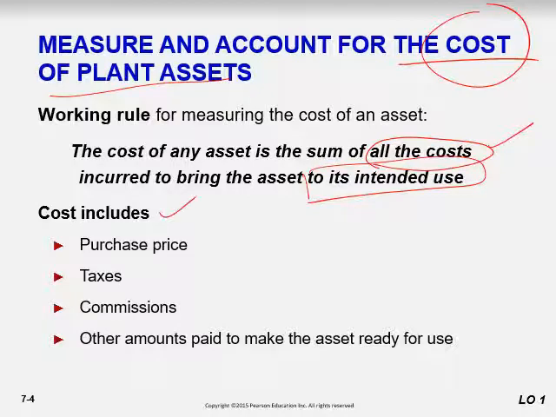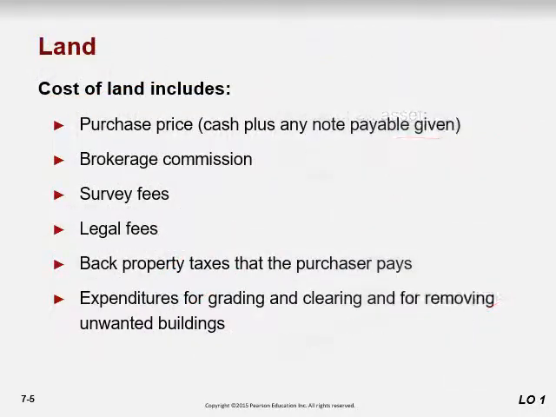So let's talk about the categories which you can include in the cost. Number one: purchase price, taxes, commission, and other amounts paid to make the asset ready to use. Remember, ready to use, which means before it actually starts operating professionally or officially, all these costs are included in the cost of plant assets. So let's talk about them one by one.